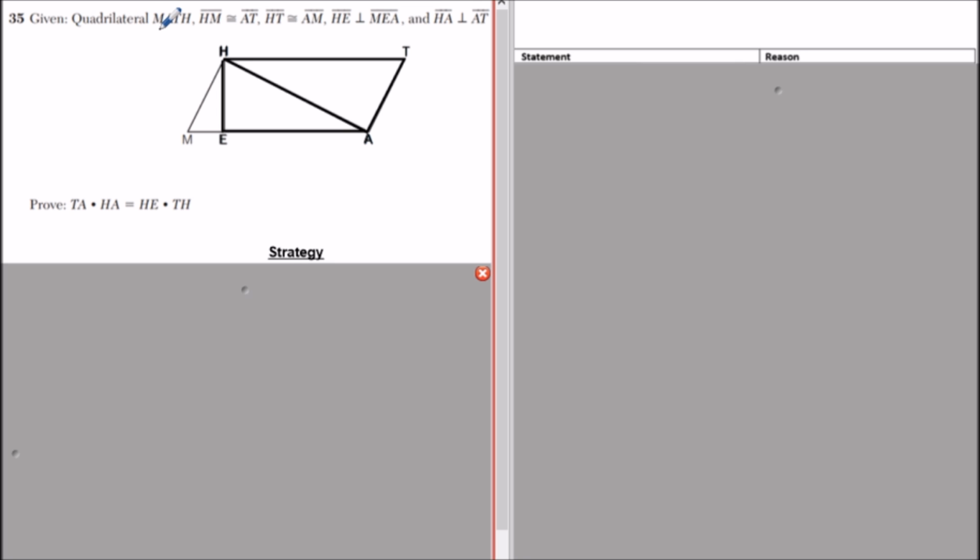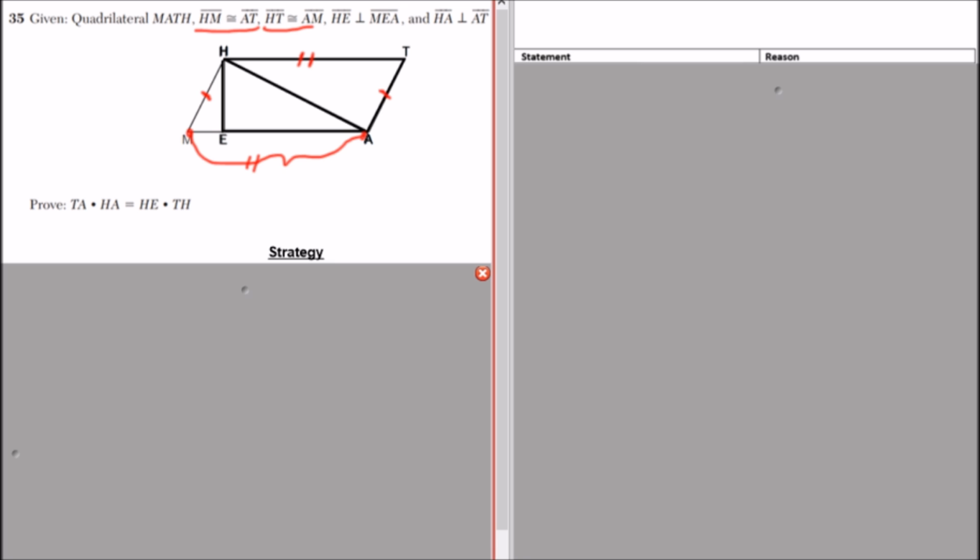So we have quadrilateral MATH. That just tells us these are all connected. We have HM is congruent to AT, so we could label these with tick marks. We have HT is congruent to AM, so we could label these two sides with double tick marks now because they're a different pair of congruent sides.